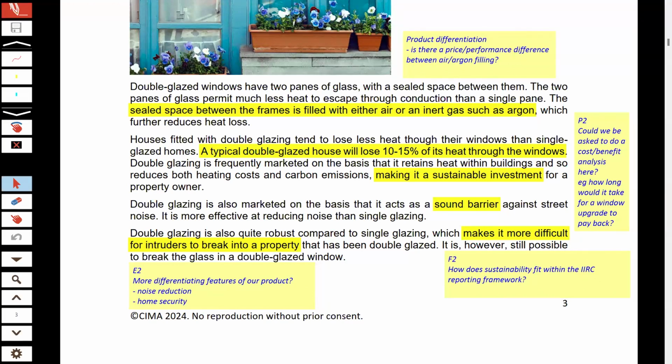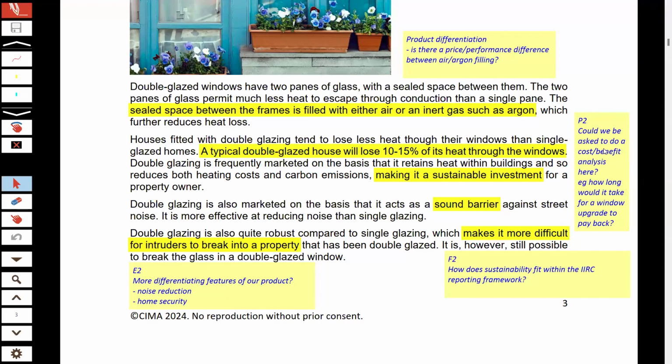Final thought on the right here, we can see that windows might be being sold on the basis of the customer, the homeowner, will then save on their energy bills. Might we be asked in the exam to actually discuss a cost-benefit analysis that we have done to show the customer the benefits of double glazed windows?